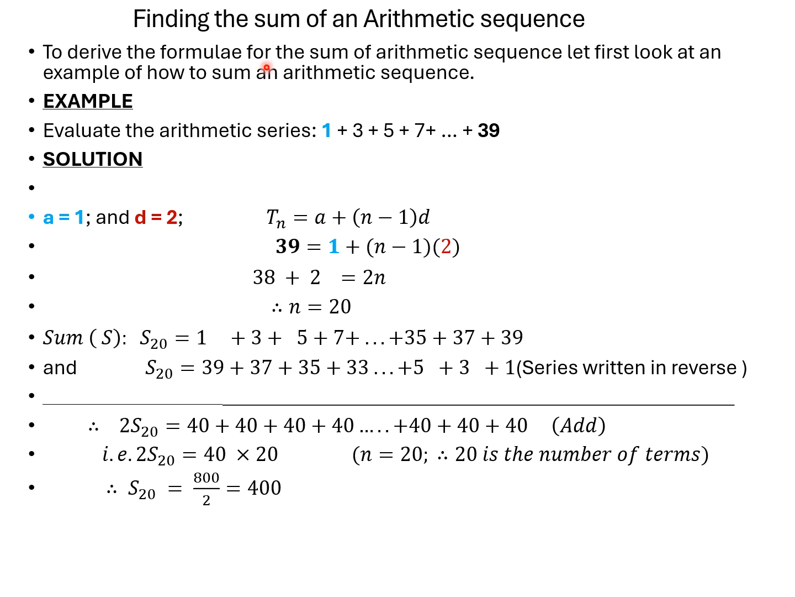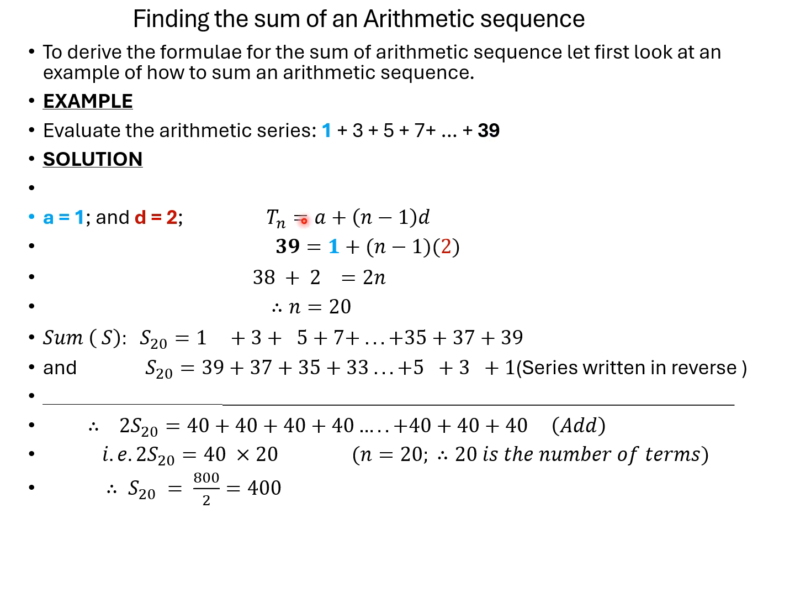To derive the formula for the sum of an arithmetic sequence, we first look at an example of how we find the sum. So when we say evaluate the sum of the arithmetic sequence here, we must say 1 plus 3 plus 5 plus 7 plus all the way to plus 39. First, using the Tn formula, I need to know how many terms I am adding to get to 39. My first term, a, equals 1. The common difference, 3 minus 1 is 2, 5 minus 3 is 2, so my common difference is 2. And my last term here is 39.